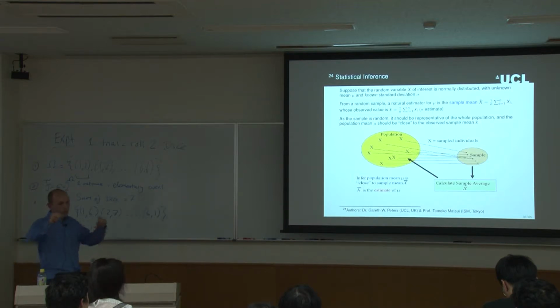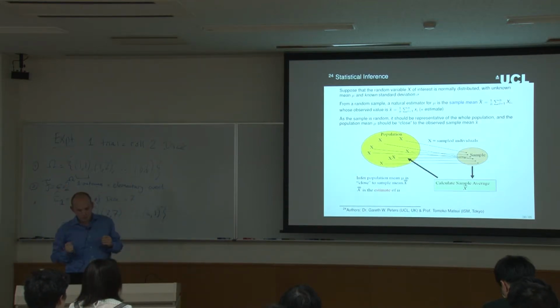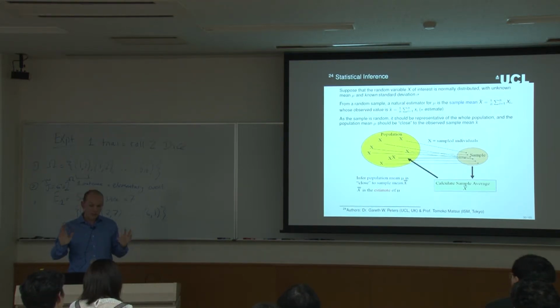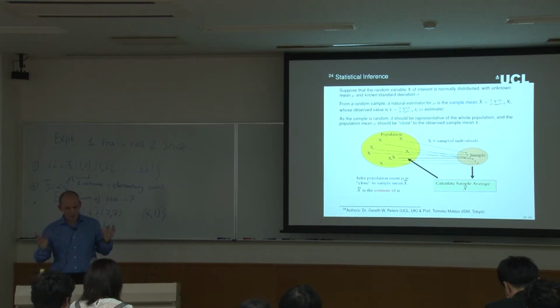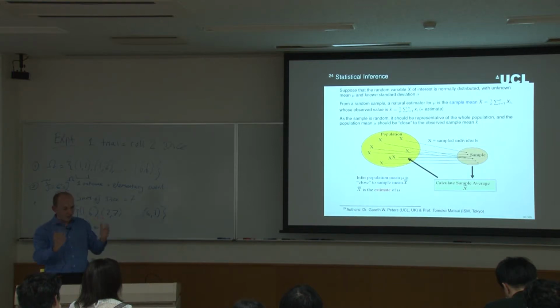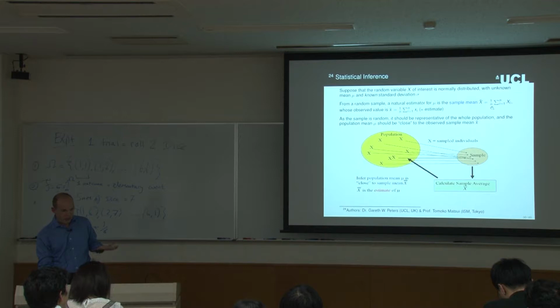Let's suppose that our random variable x is normally distributed with unknown mean mu and known standard deviation. Of course, we never really know the standard deviation, but this is our assumption going forwards, and then we'll relax that assumption later on. From a random sample, a natural estimator of the population mean mu is just the sample mean. So add up all of the observations and divide by n. That's probably familiar to everyone.